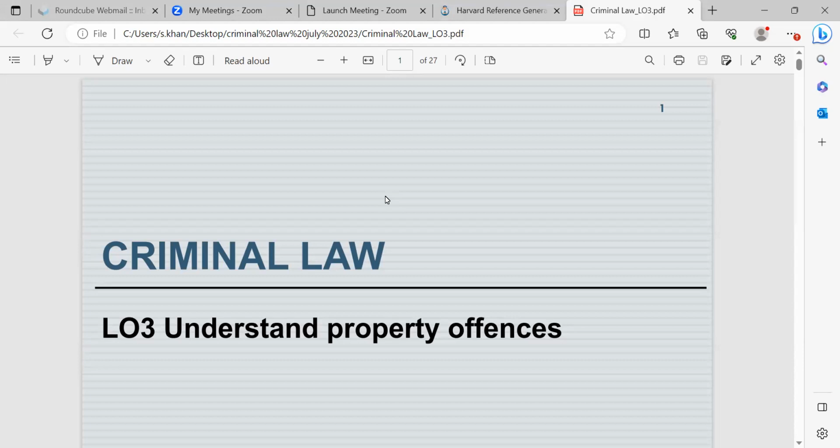The unit is criminal law, and the learning outcome we'll be looking at today is learning outcome 3, which is to understand property offences. We looked at learning outcome 2 in the last session, which was to understand the elements of different offences against a person. We looked at the different components of murder. We also looked at voluntary and involuntary manslaughter.